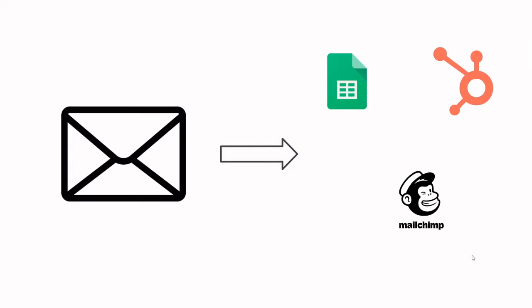Hi, in this video, I'm going to show you how you can automatically extract some information from emails that you receive and send it over to other applications that you probably use for your business. The good news is that you don't need to be a programmer to do this. It's very, very simple, and you don't have to pay anything. We're going to use free software.